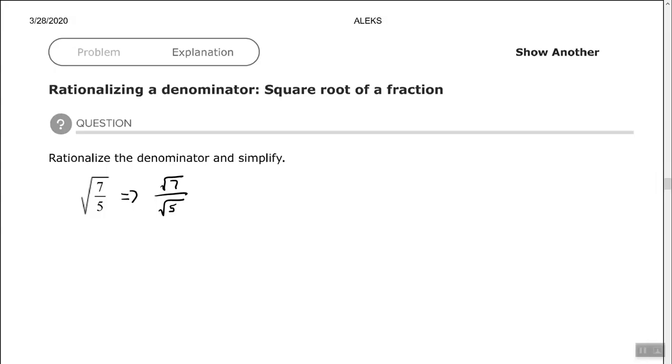To rationalize my denominator means I want to get rid of the radical that's in my denominator. And the way that I'm going to do that is to use the property of multiplying a radical times itself, because that's the same thing as the radical squared, which is in this case just a. So I'm going to use that property there. Whatever I multiply the denominator by, I must multiply the numerator by the same thing.